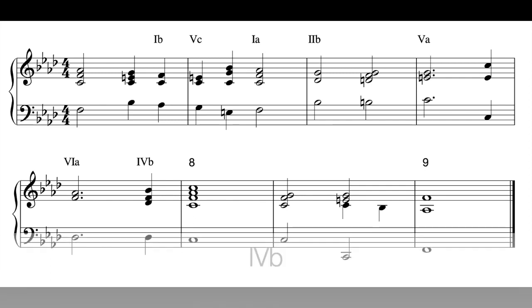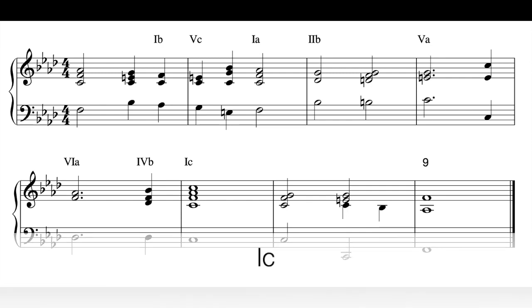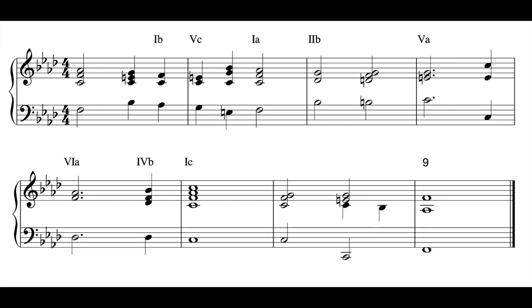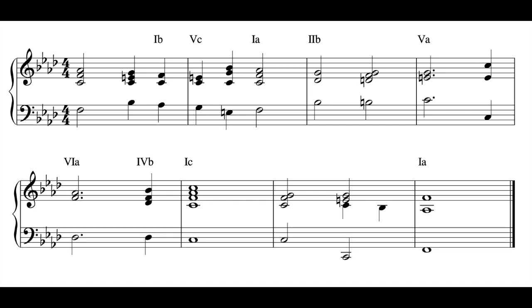Chord 8, F, A flat, C, another tonic chord, but with C in the bass, makes it a second inversion, so the correct answer is 1C. And finally chord 9, F and A flat only, no C, but with F in the bass, a tonic chord in root position, 1A. And there you have it.